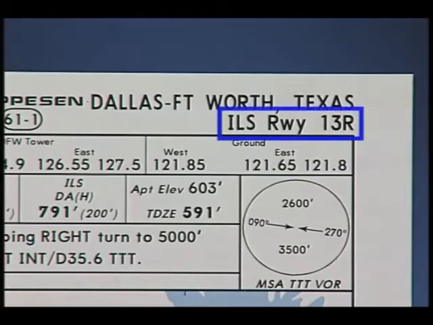The specific procedure is noted below the city name. The name of the procedure identifies the type of approach and the primary navigation aid upon which the approach is based. It does not indicate the equipment required to fly the entire approach. It merely indicates the equipment needed to fly the final approach segment.